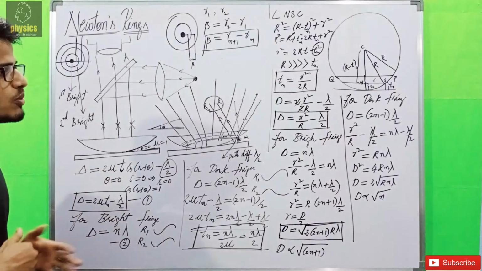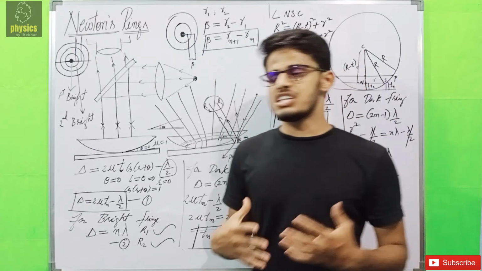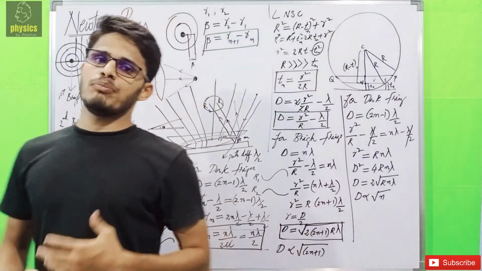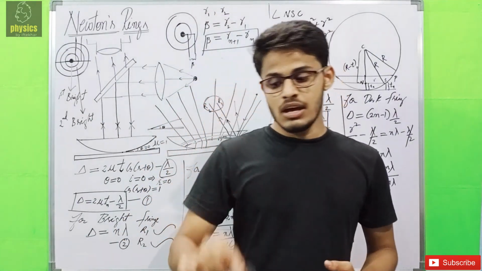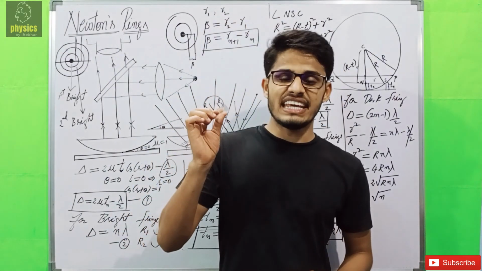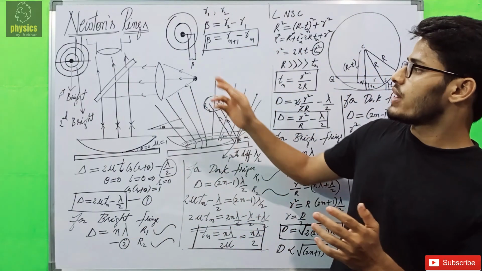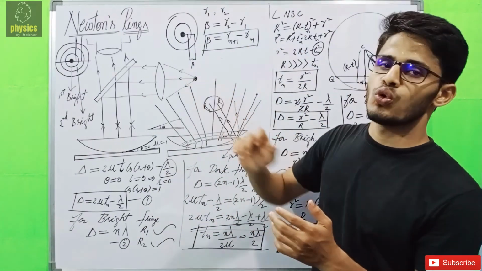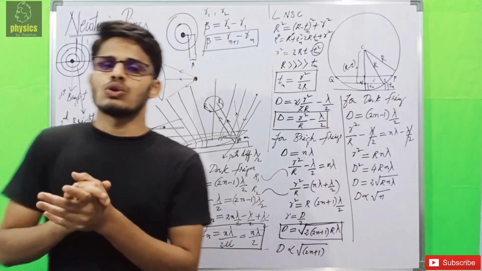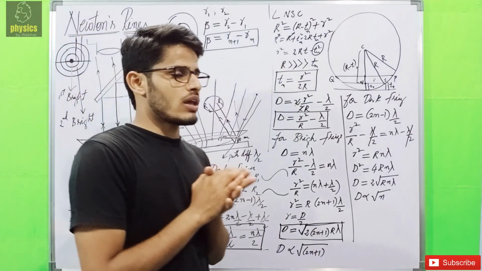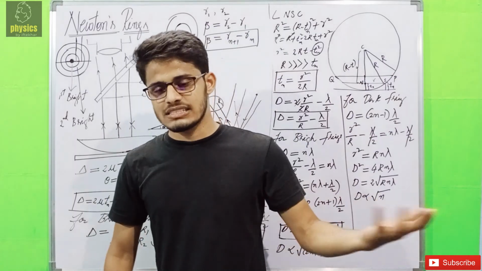So this was all about Newton's ring. In the next class we will be discussing some applications of Newton's ring. With the help of Newton's ring we can find out the refractive index of different materials, and with the help of this experiment we can also find out the wavelength of the monochromatic light source. There are so many applications of Newton's ring. We will be discussing them one by one in the next video.